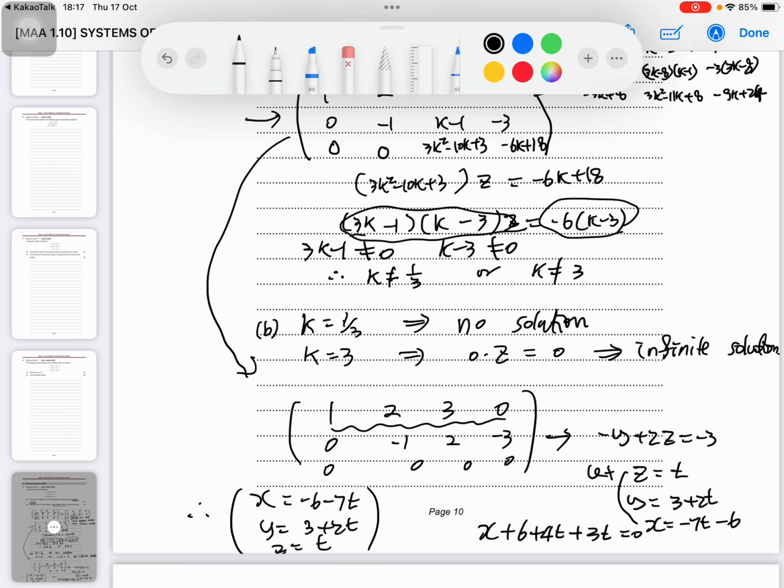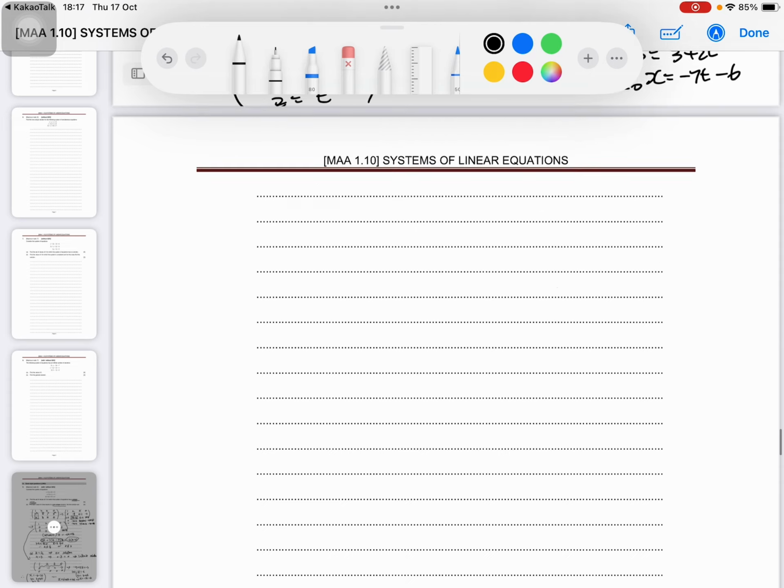What this means is that whatever number you put into t, you get a solution set. For example, negative 6, 3, 0 is a solution, and negative 13, 5, 1 is also a solution. That's why it is an infinite solution.